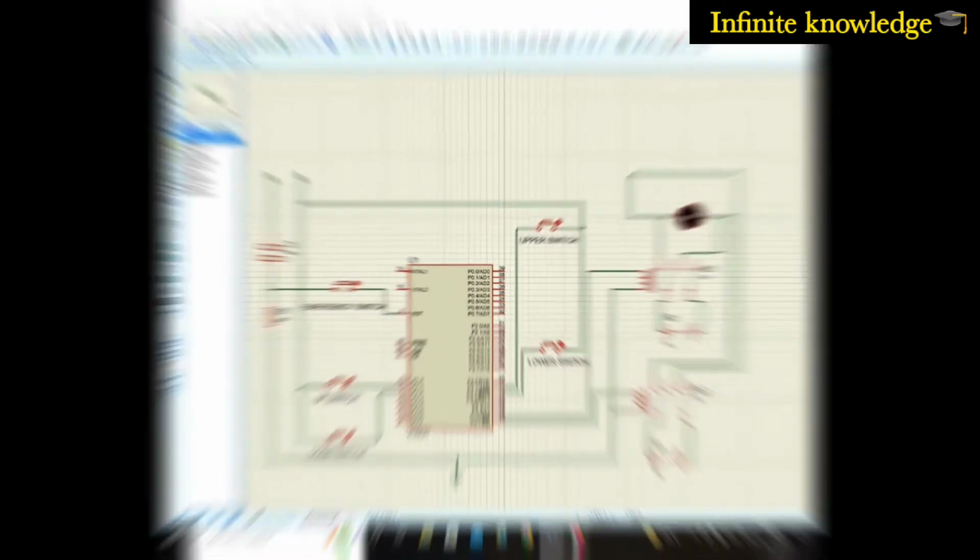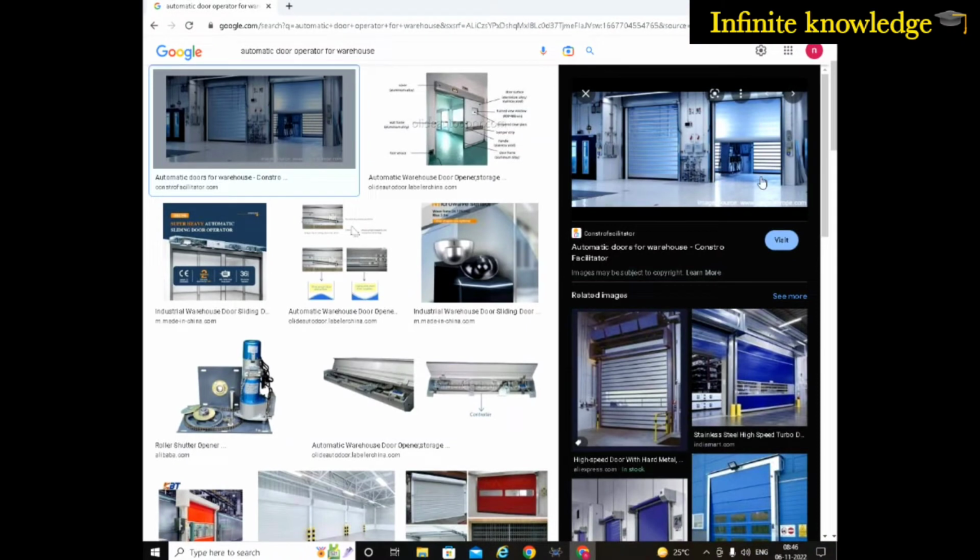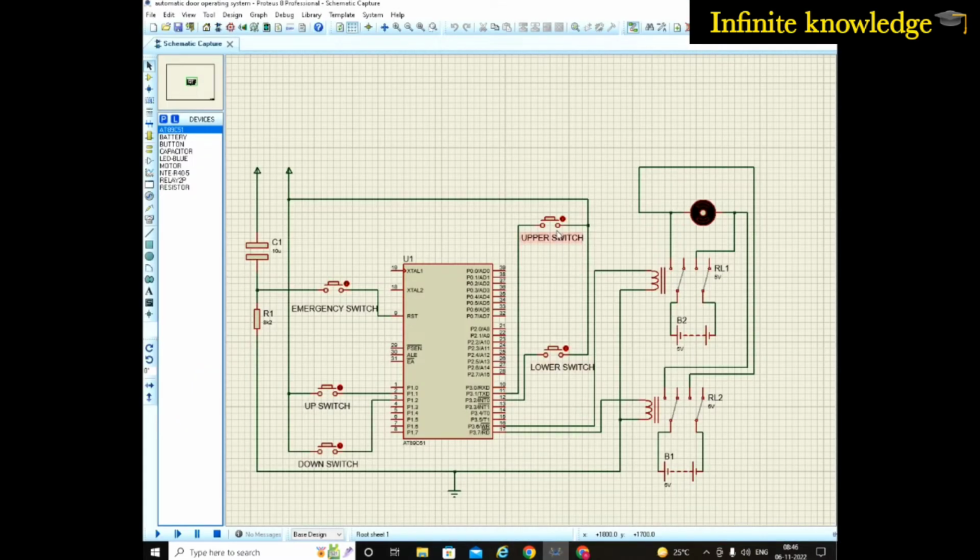Actually it is not a switch, it's a position indicator. It indicates the position of your shutter, whether it is on the downward side or totally upward. There are two relays sensing the position of your shutter. For the upper side there is an upper limit switch, and for the lower side a lower limit switch. You will understand the function of these switches when I operate the actual simulation.